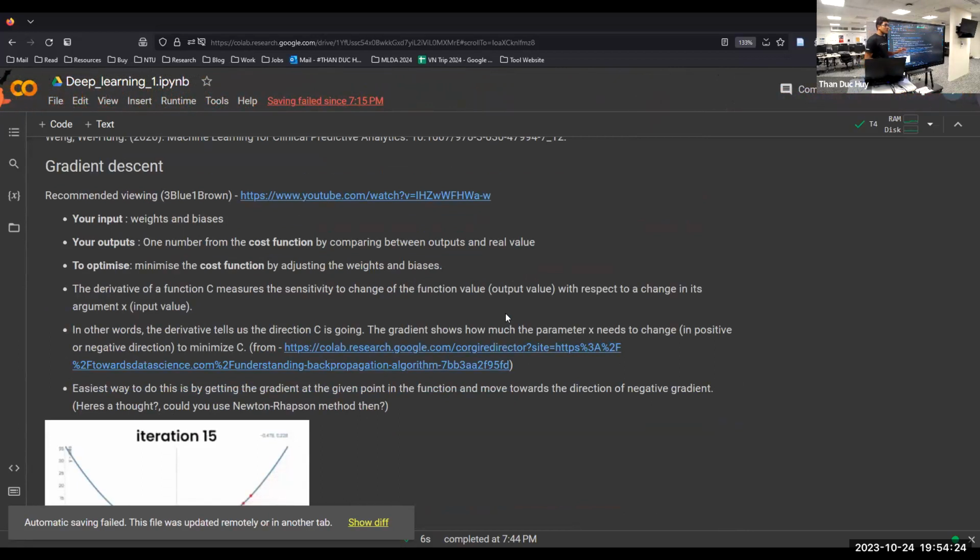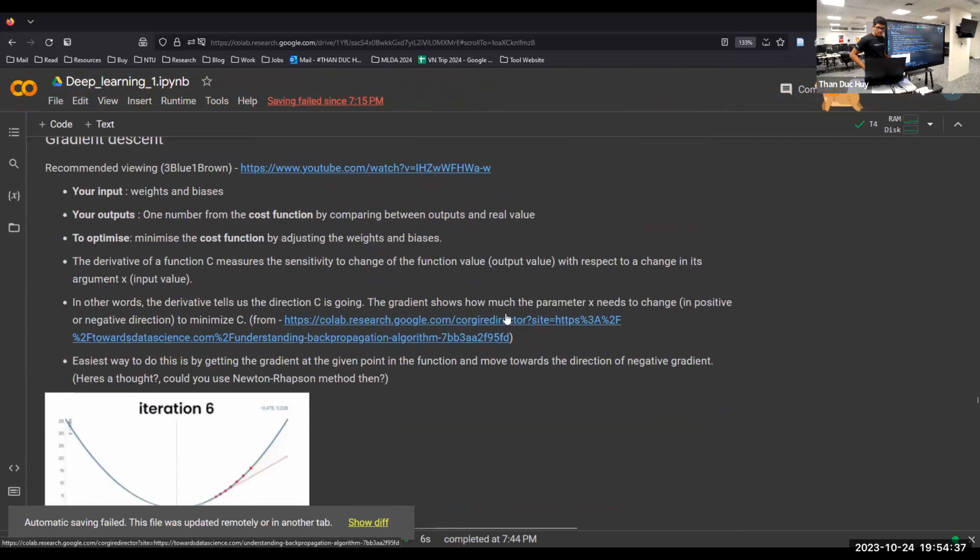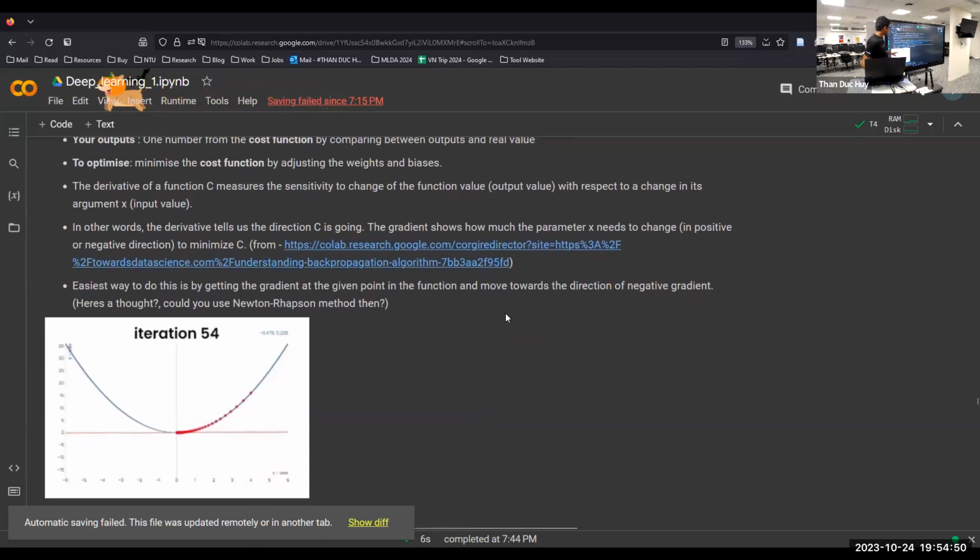So you have a bunch of weights and biases that you have to figure out, right? And you have one number that comes out from the cost function, right? And then you have to minimize that cost function by adjusting the weights and biases. So you have to essentially make the function the lowest you can make it. So it's very similar to finding the lowest value of a given function in trig.